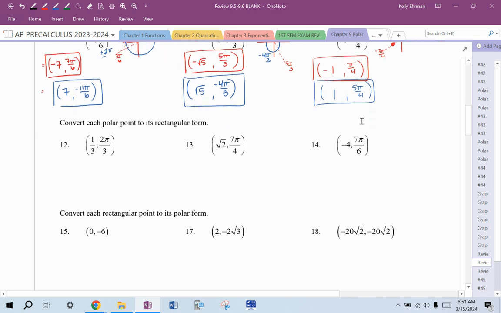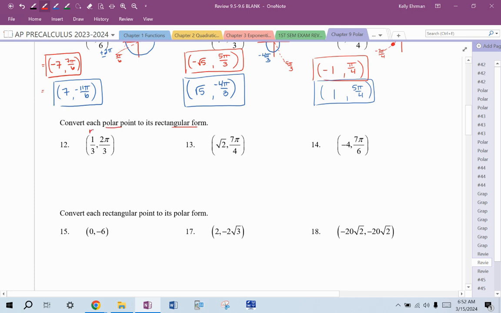Okay, convert each polar point to its rectangular form. By the way, the math on every problem we're doing here is not really that complicated compared to what we've been doing. This quiz is more about making sure that you understand the directions, study the directions and what you have to do as much as just the formulas that we have. Because it's the same couple of formulas, you're just going back and forth. So we're going from polar to rectangular.